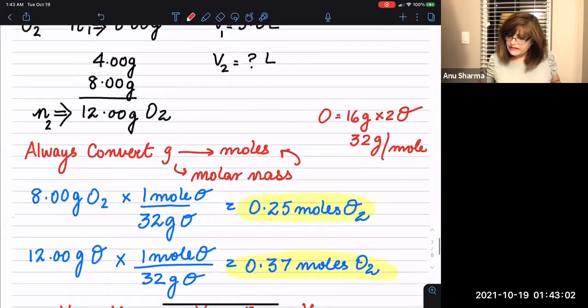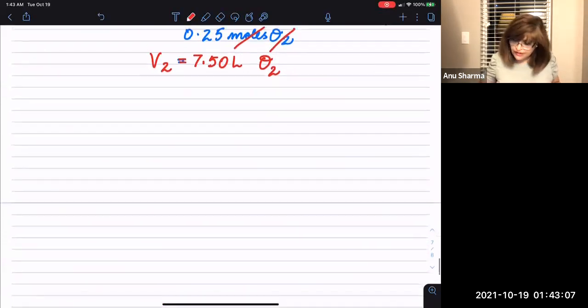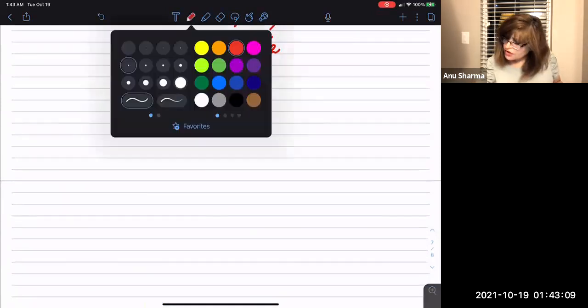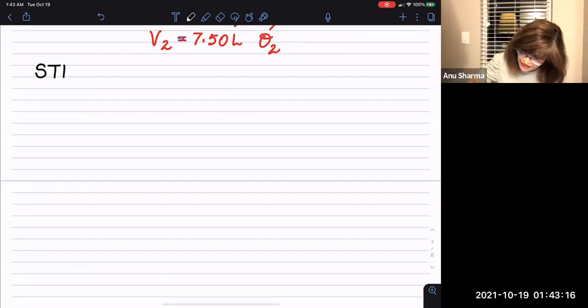So it's common sense. If you increase the number of moles, the volume is going to increase. If you decrease the number of moles, the volume will decrease. Just keep this in mind about this transformation. Now comes the concept of STP. What is STP and the molar volume?